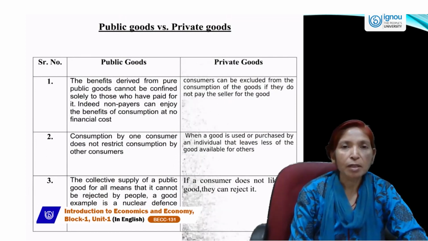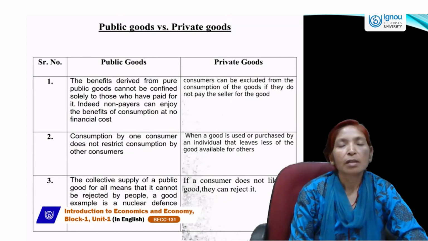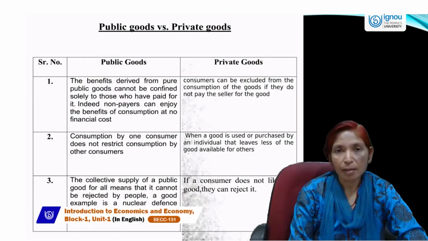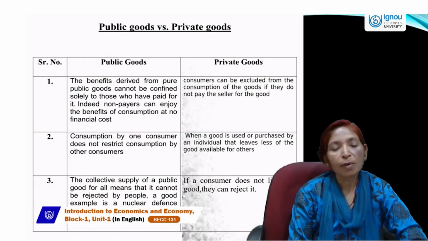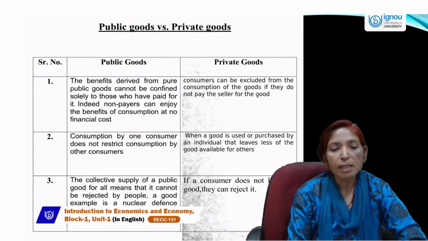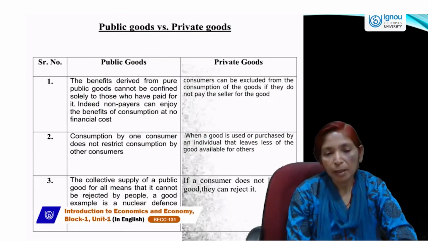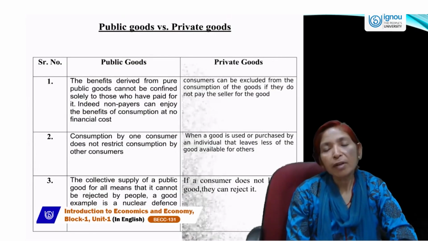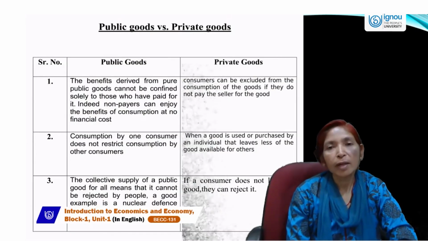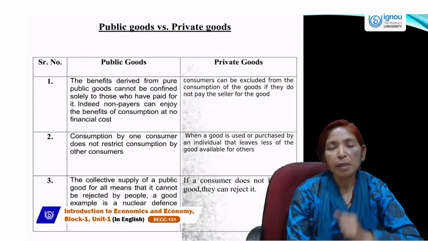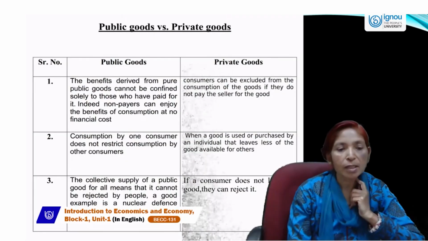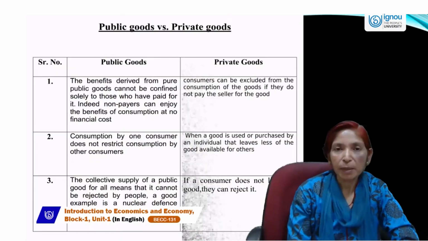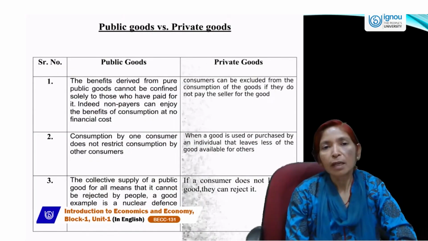Public goods consumption is also called collective consumption. The collective supply of a public good for all means that it can't be rejected by people. A good example is a defense system or a flood defense project. And a private good example is, if a consumer does not like the good, it can be rejected. But public goods can't be rejected by people, and public goods can be collectively used by all consumers.